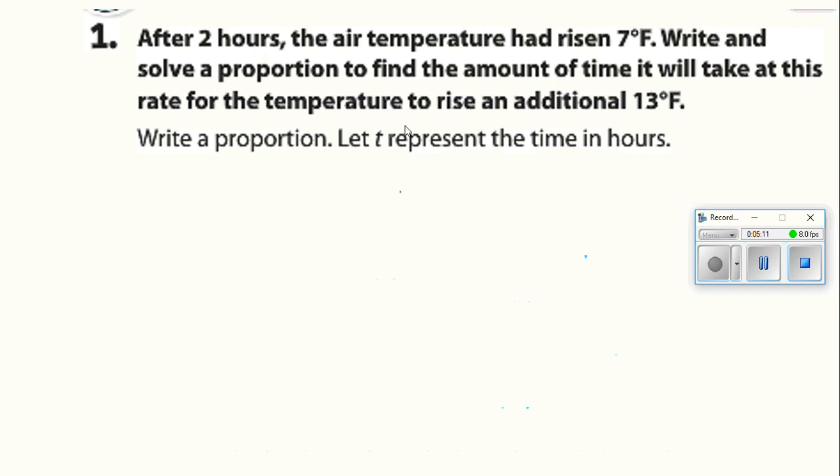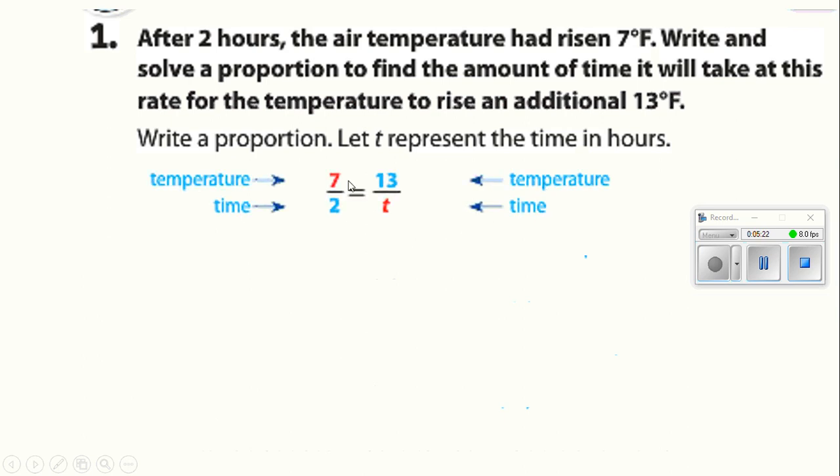Well, if t is the time in hours, then we know that 2 is represented by t and 7 is represented by the degrees in Fahrenheit. So when we write this out, we have temperature over time, and that's 7 over 2. 7 degrees Fahrenheit every 2 hours. Now it also says write and solve a proportion to find the amount of time it will take for this temperature to rise an additional 13 degrees Fahrenheit. And Fahrenheit goes on top, so we'll put the 13 there.